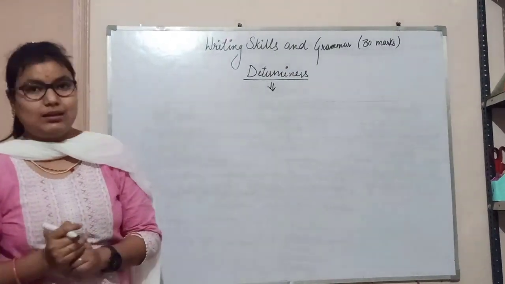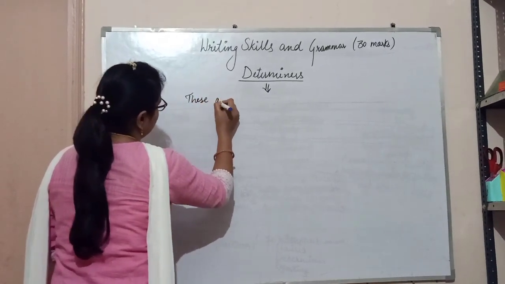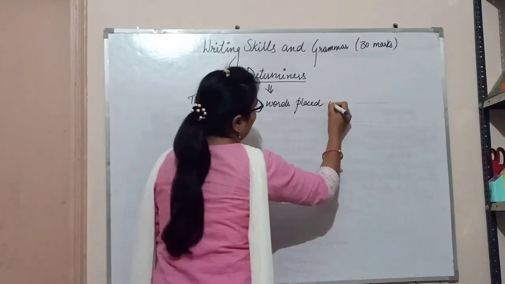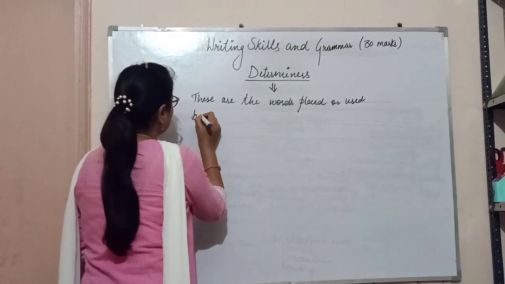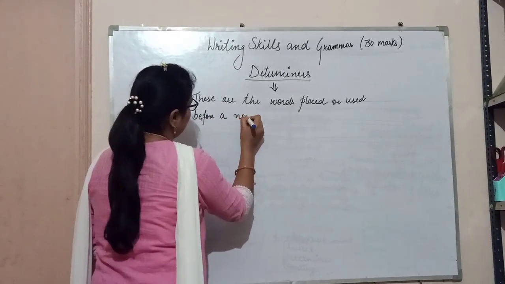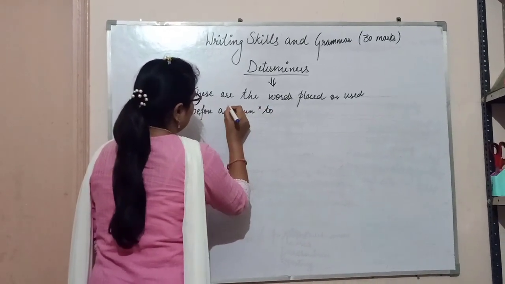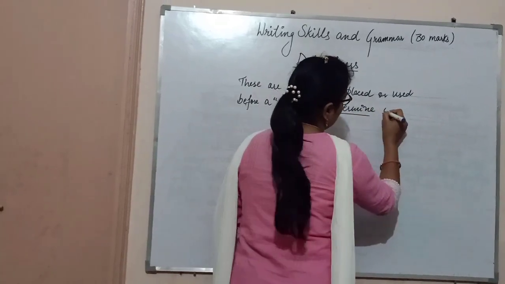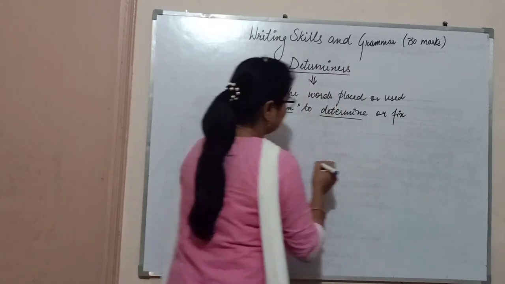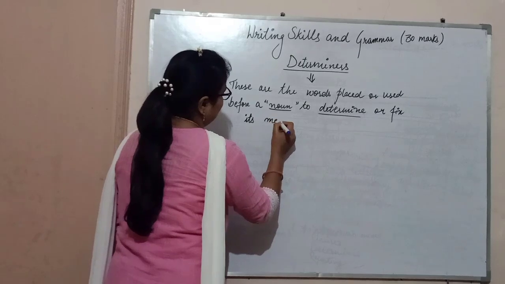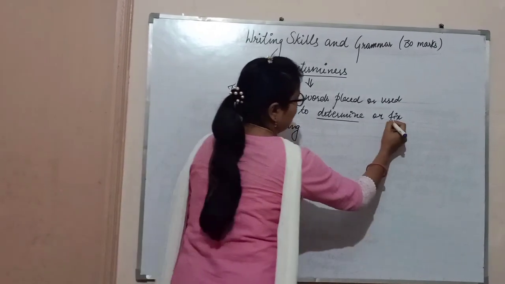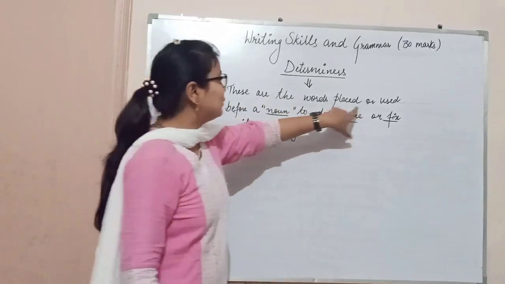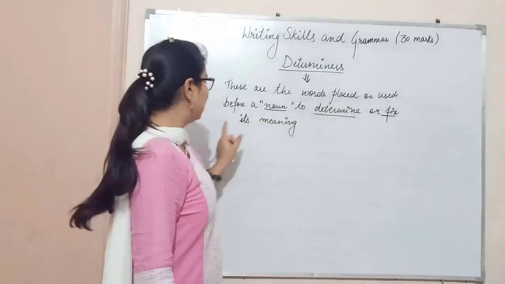Determiners. What are determiners? These are the words placed or used before a noun to determine or fix its meaning.